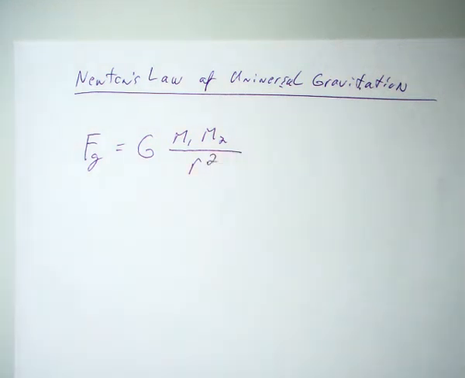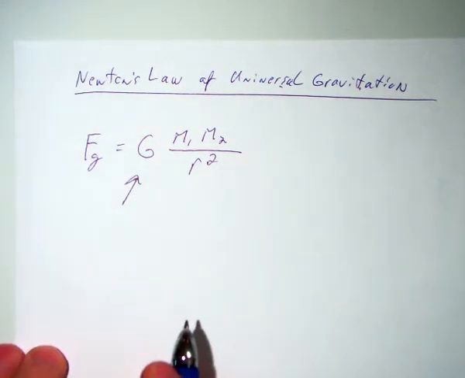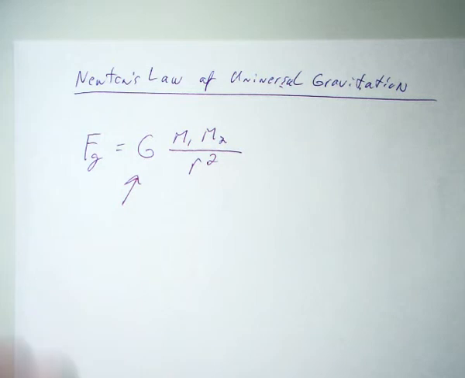That's the first impressive looking formula we've had in physics class. But it's just an impressive looking formula. It's really not all that hard. So let me label these things so that you can see what they are. Big G is a constant. What is a constant? It's a value that doesn't change.